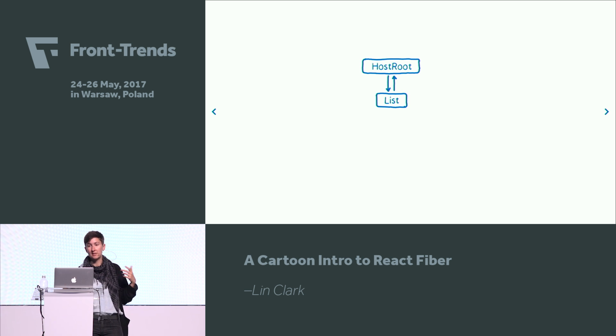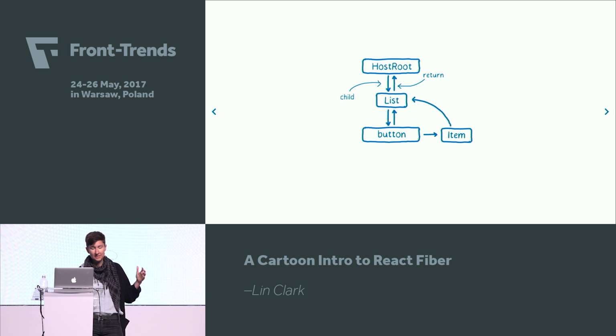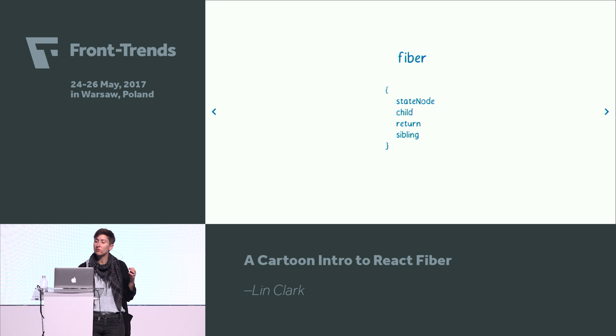The child of the host root is the list that we were using. And there's a link between them called child, and then another one back up to the parent called return. The children of the list have more interesting relationships. The button has the same child and return relationship, but you'll notice that the second child, the item, doesn't have that child relationship from the list. Instead, it has a sibling relationship from the first element, the button. Each of the sibling fibers will point to its next sibling, and that's how React is going to traverse through this tree. So those are the relationships that each fiber keeps track of: return, child, and sibling.